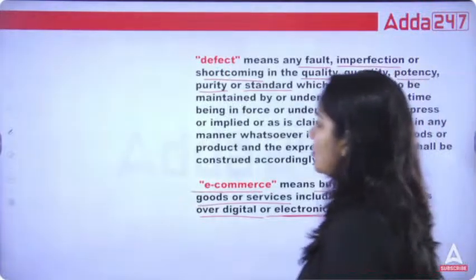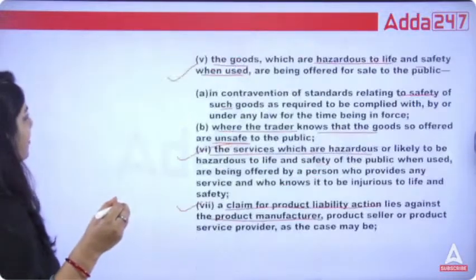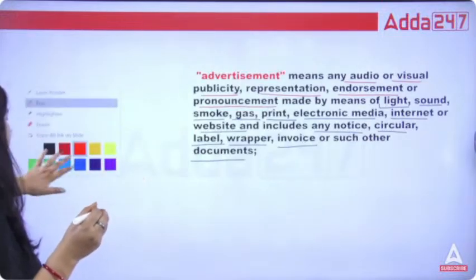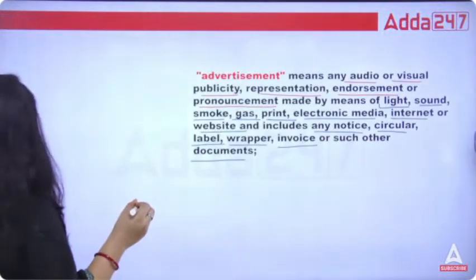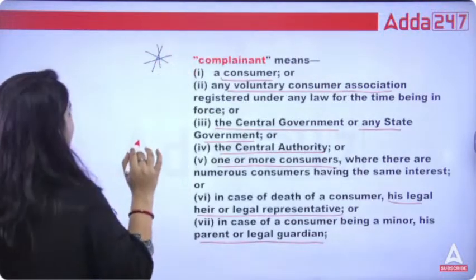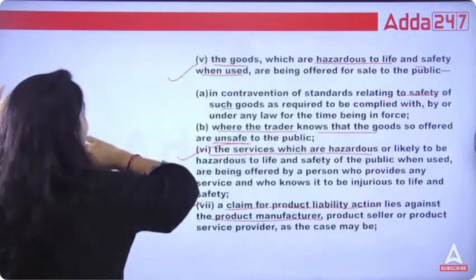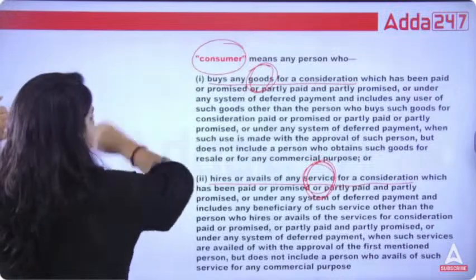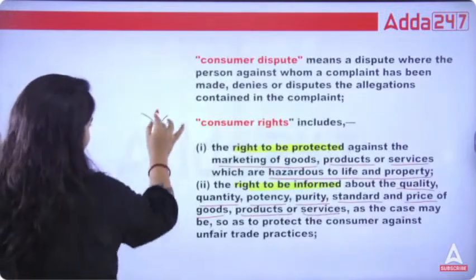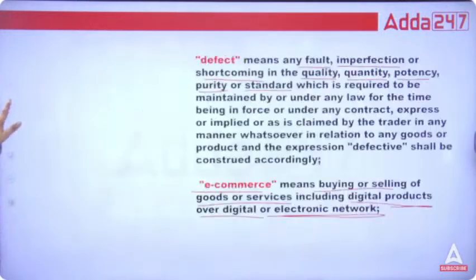So defect, e-commerce. If I tell you what the important points are: advertisement is not important. Complainant definition is important. Complaint is important. Consumer definition is important. Consumer right is important. These are the important terms that you have to learn.